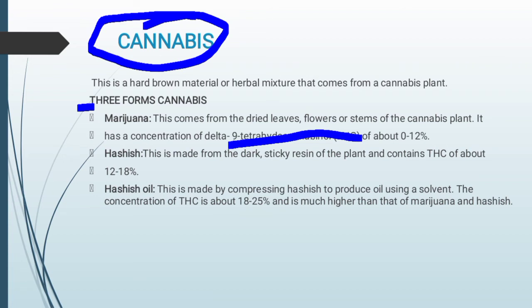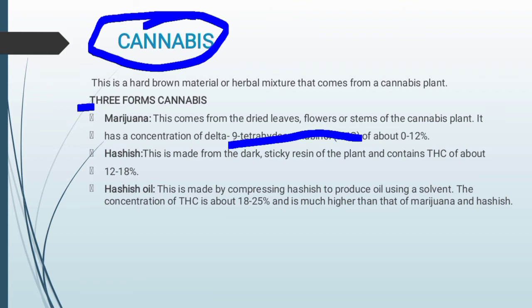So you may be asked, tetrahydrocannabinol amounts in what? In marijuana is 0 to 12%. In hashish, 12 to 18%. The last one is hashish oil. These are the forms of cannabis.